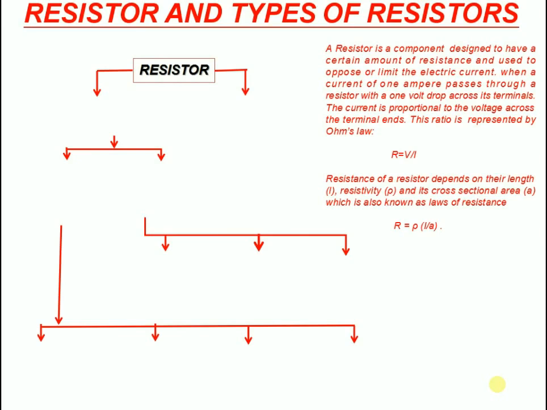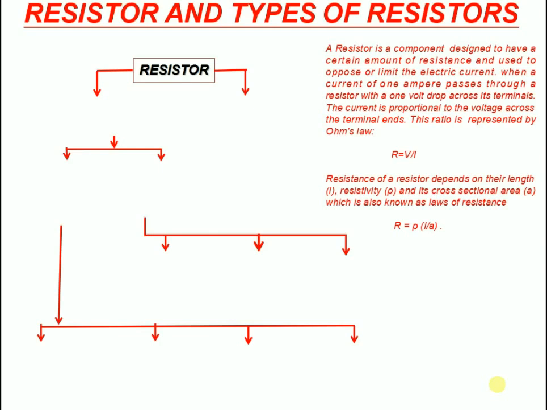When a current of 1 ampere passes through a resistor with a 1 volt drop across its terminals, the current is proportional to the voltage across the terminal ends. This ratio is represented by Ohm's law, R equals V slash I. Resistance of a resistor depends on its length, L, resistivity, rho, and its cross-sectional area, A, which is also known as the laws of resistance, R equals rho L slash A.